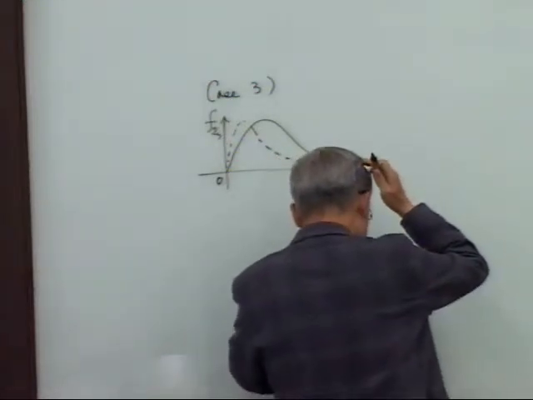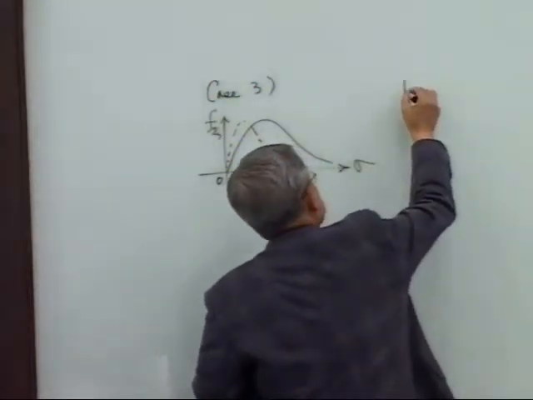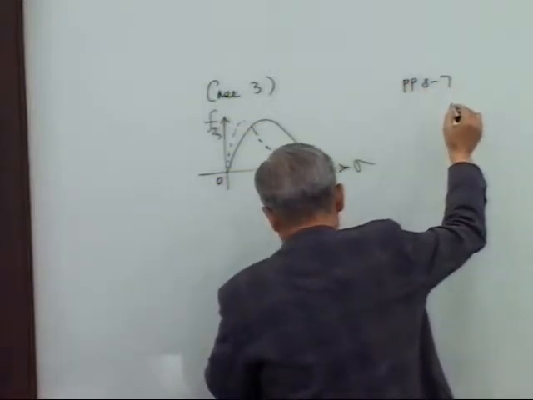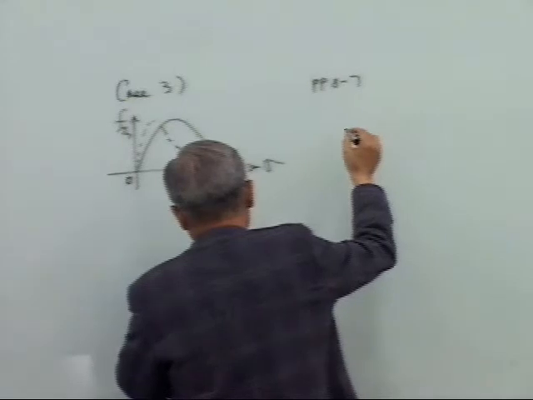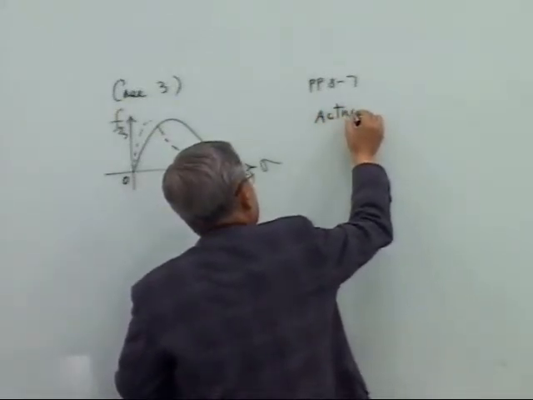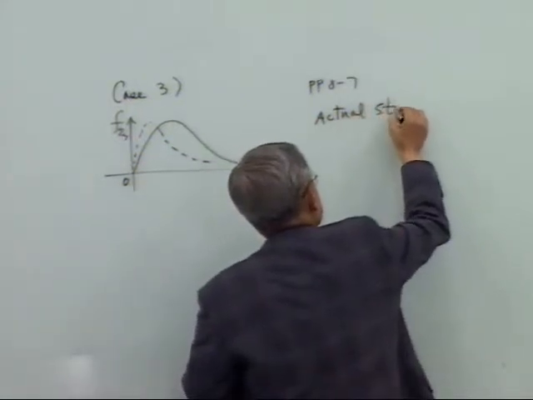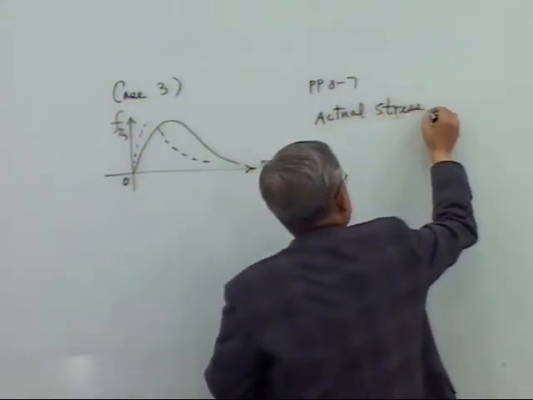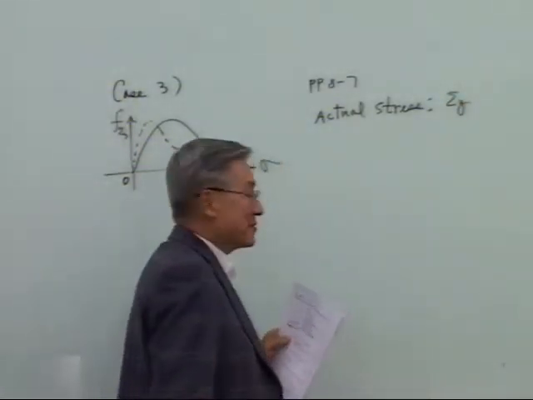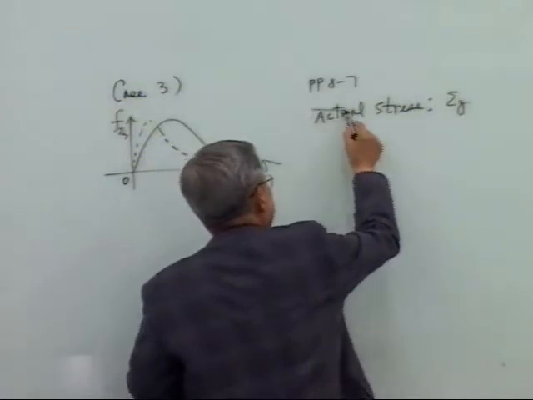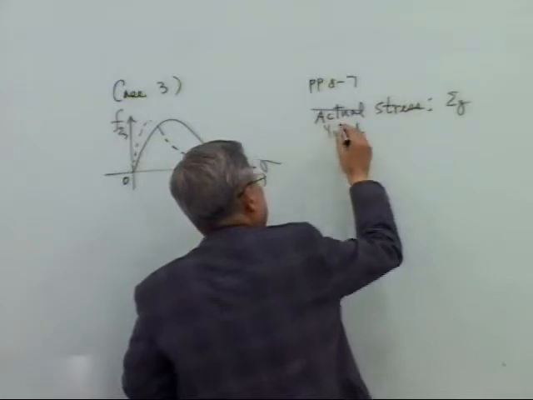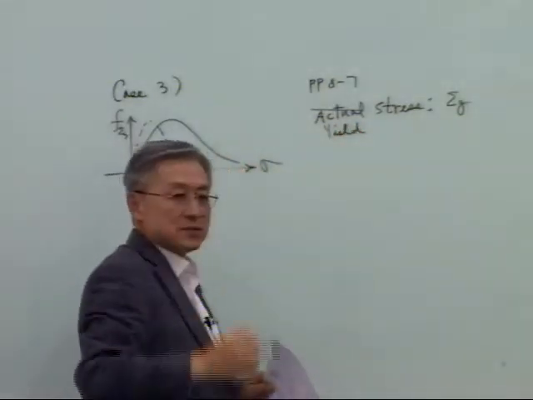And page 8-9, 8-7, there's a mistake there. I said actual stress is, that's wrong, right? Clearly wrong. So this is not actual, yield stress is correct.